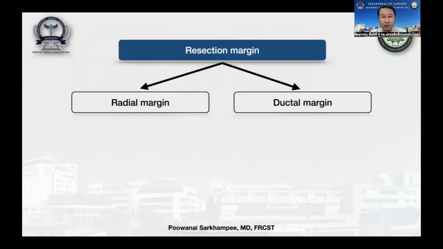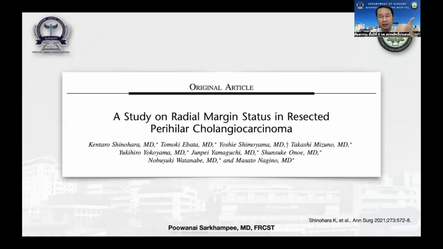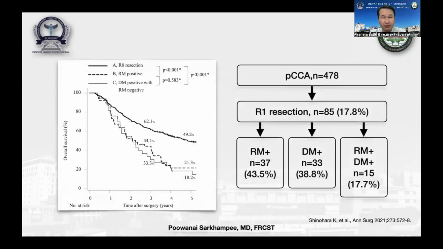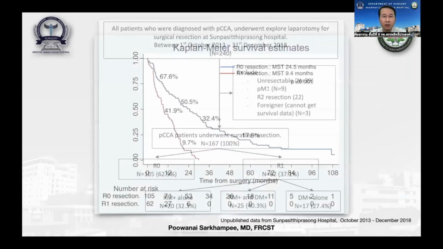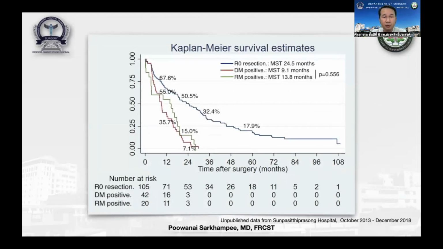For the proximal margin, you must be concerned about radial margins and ductal margins. Radial margin includes the parenchymal margin, vascular margin, and hilar soft tissue margin. There are some literatures comparing radial margin and ductal margin. They show that radial margin and ductal margin had the same survival outcome, and our data show the same results. R0 resection is better than R1 resection, and for R1 resection, radial margin and ductal margin have the same survival outcome. So you must be concerned about radial margin and ductal margin when you perform resection in perihilar cholangiocarcinoma.